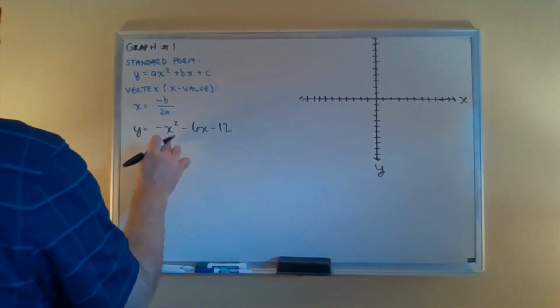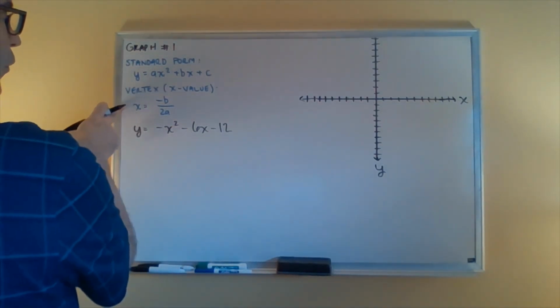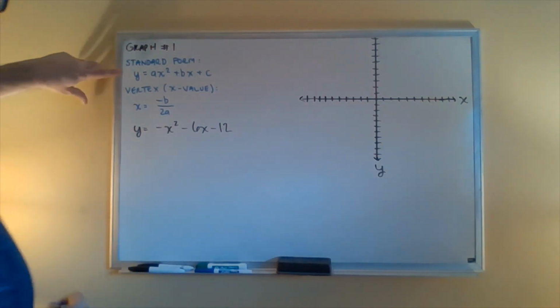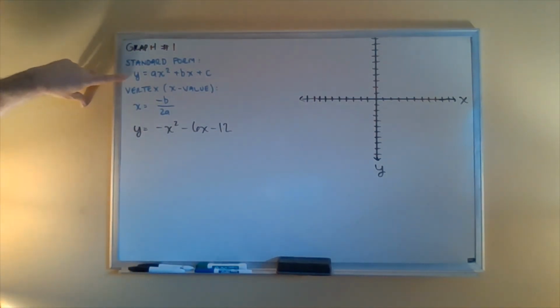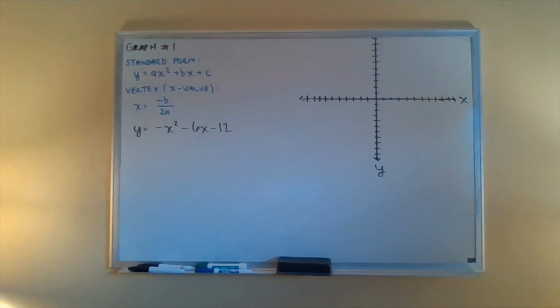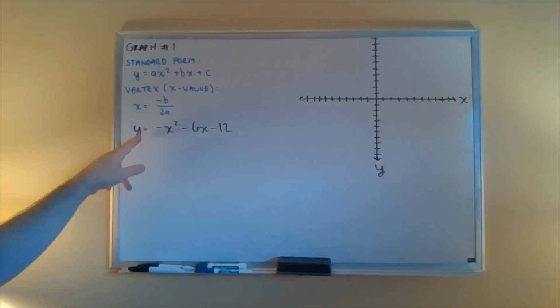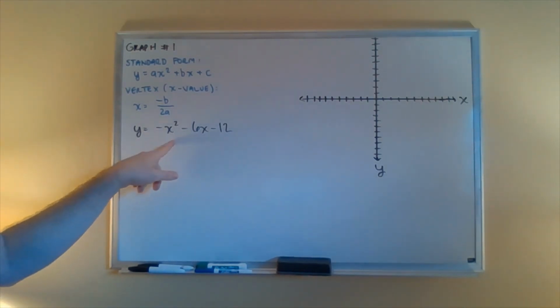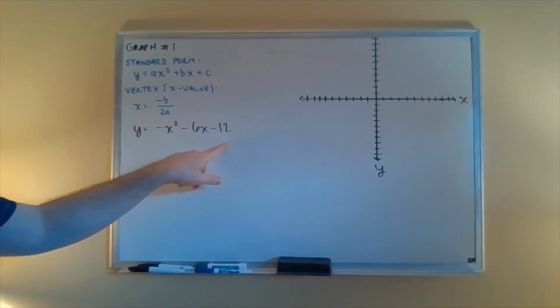So we have 2 things we need to remember when graphing from standard form. First, what is standard form? It was y equals ax squared plus bx plus c. Are we in standard form here? We are. Y, x squared, x, and then our constant at the end here.